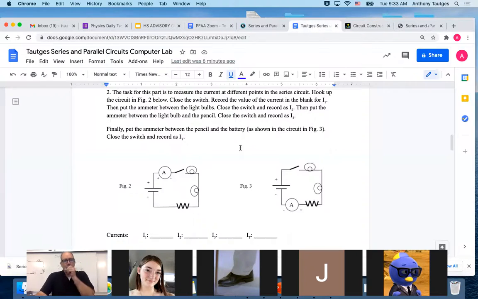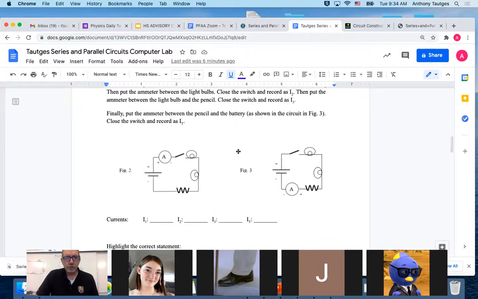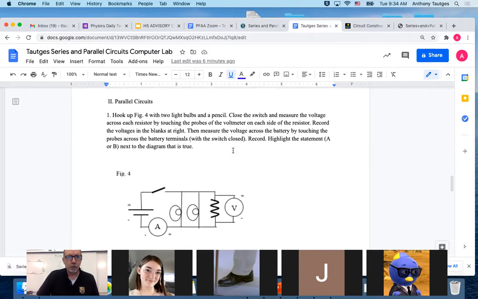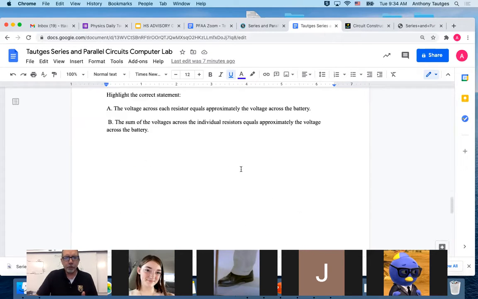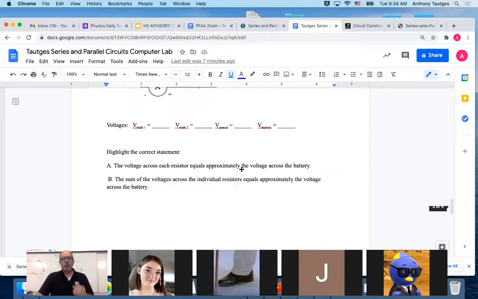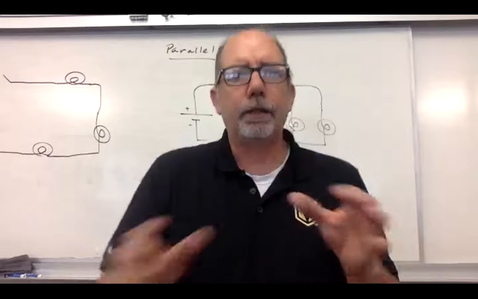So for a series circuit, you're going to be measuring voltages and currents. Then you're going to do the same thing for a parallel circuit. You're going to measure voltages and currents for a parallel circuit. This whole thing should take you about half an hour, about the time remaining. This and the cost of power assignment are due at the end of tomorrow. The cost of power assignment will take you about 15 minutes to do. That won't take you very long, and this won't take you very long either.